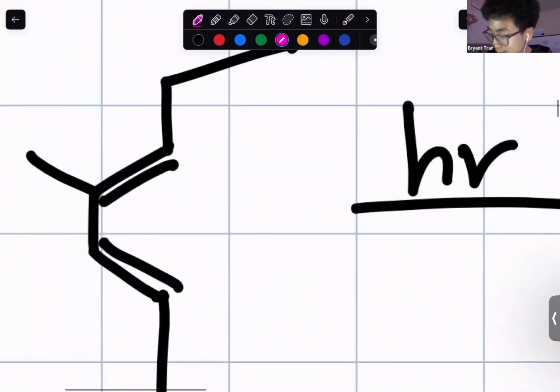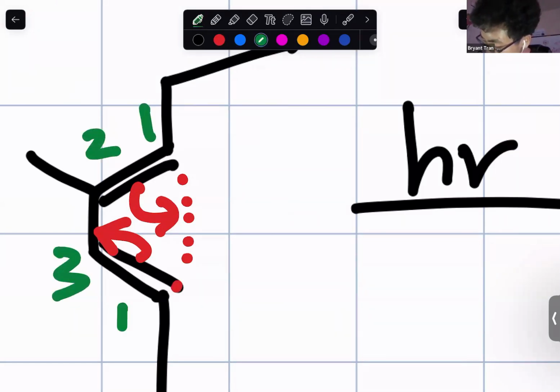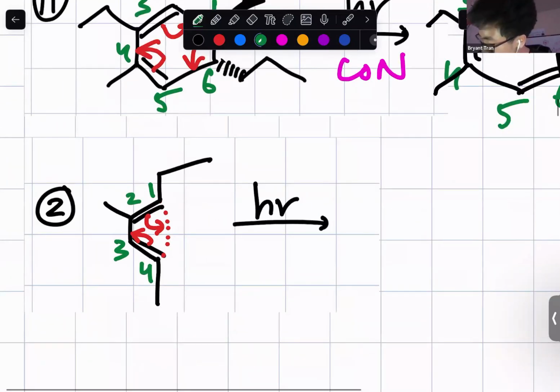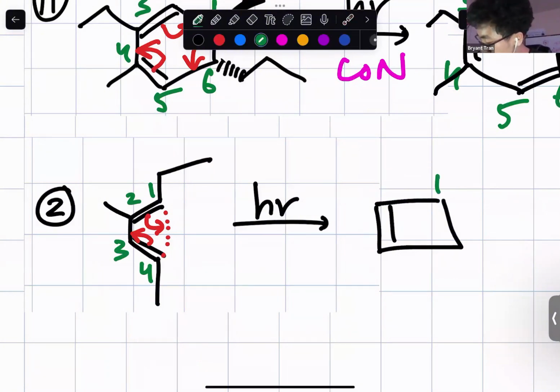And the ring closing arrows are going to look like this. We're going to move that double bond over there, shifting this double bond over here. When we do that, we're going to make a single bond over here. And this is going to be my atom number 1. This is atom 2. This is atom 3. This is atom 4. So that's going to give us this product right here, where this is atom 1, this is atom 2, this is atom 3, and that's atom 4 right there.